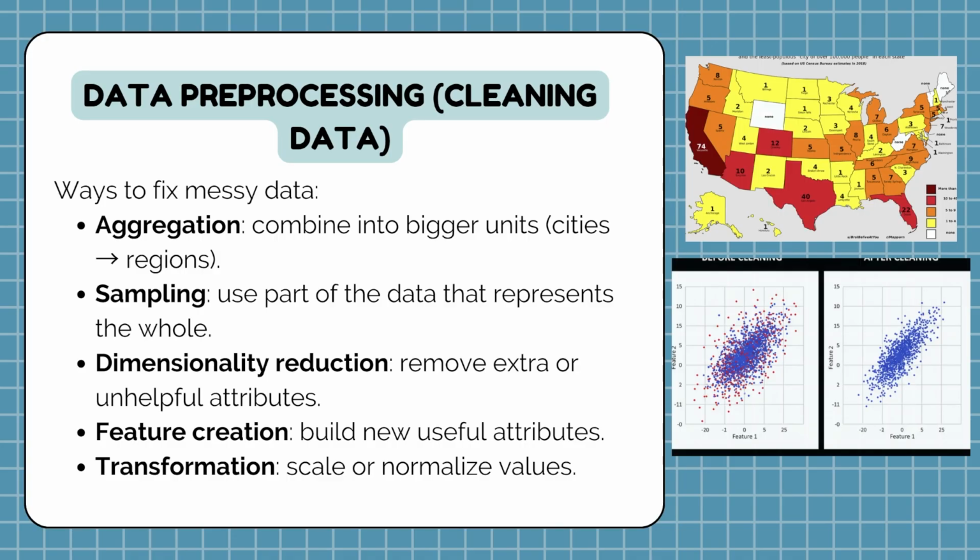Dimensionality reduction is removing unnecessary attributes. For example, if you're predicting GPA, a student's ID number doesn't really help, so we can just remove it. Feature creation is building new attributes from old ones. For example, instead of having height and weight separately, we can create BMI, which is more useful. And the last one is transformation, which is changing scales, like converting all heights into meters or normalizing data so that the attributes can be compared fairly. After doing these steps, you will see that the data is cleaner, smaller, and more useful.